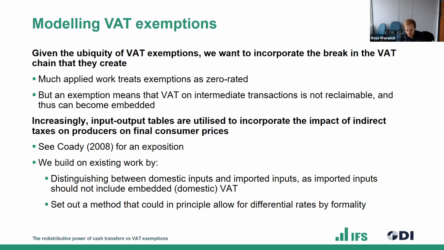In the paper, we also set out a method that could in principle allow for different VAT rates for formal and informal producers, and that could allow for differential market segmentation between formal and informal producers. This would allow a much more detailed picture, in principle, of tax rates across different producers and consumers. As we'll come on to, we don't have the data to actually implement this method, but hopefully in some context in the future, it might be able to be done.